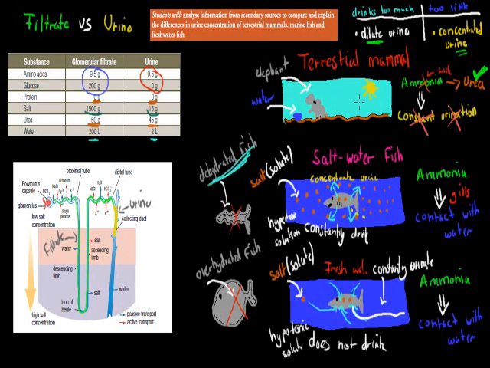Compare terrestrial mammals, which produce either dilute urine or concentrated urine. In most cases concentrated urine, but sometimes dilute urine, depending on how much water they find. If they find too much, they produce dilute urine. If they don't find enough, they produce concentrated urine. But mostly they try to conserve water, so they're not going to be producing too much urine.